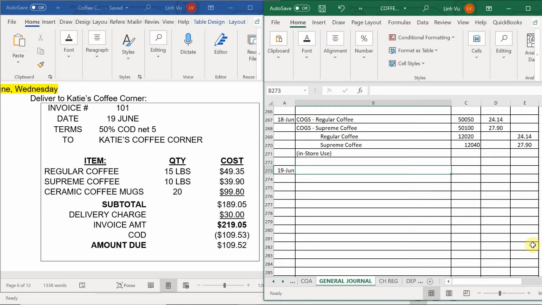So we delivered. We're the one that sold to Katie's Coffee Corner, right? Correct. Remember, Albert is our sales representative. He's the one who's taking care of customers as a wholesaler. So this would be accounts receivable. Okay, accounts receivable is one of them.